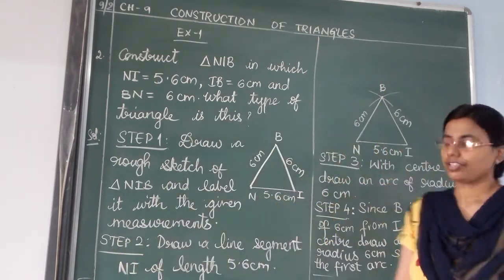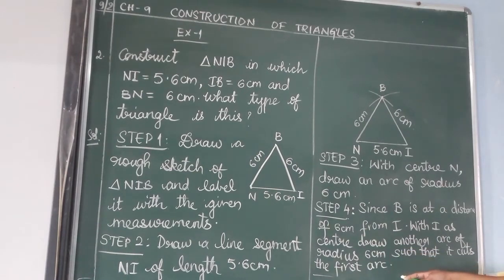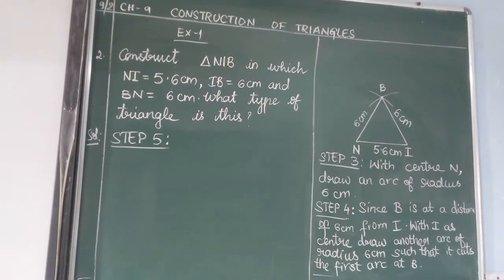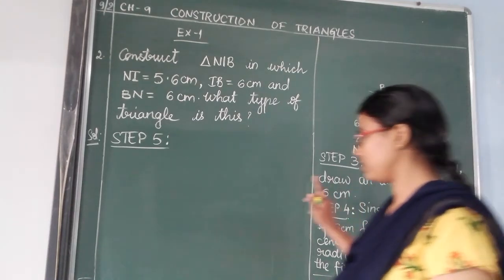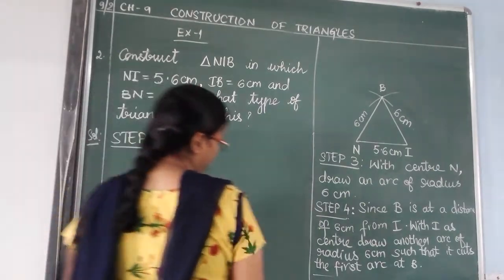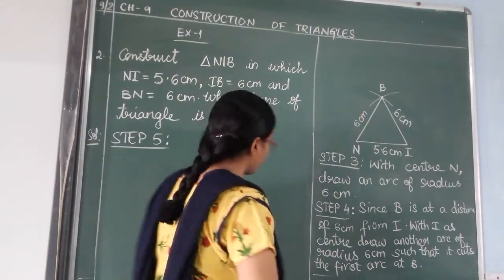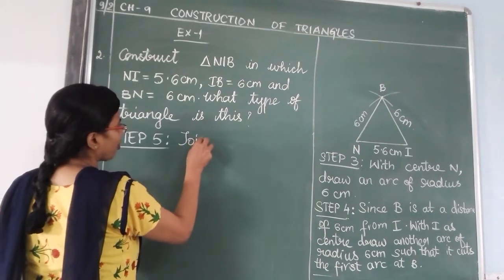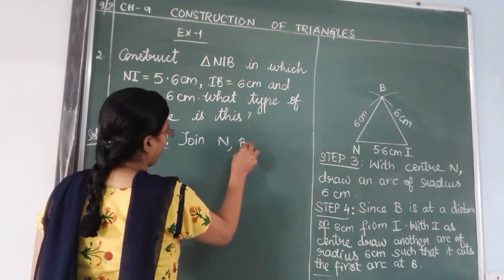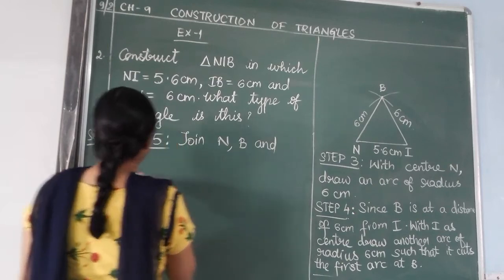Understood this? This is what we have done. For me to write step 5, I don't have space, so I'm going to erase that sign and write this step. Understood it here? Copy in your classroom books, children. It is meeting the first arc at B. Now let's continue. Step 5, what did we do? We have joined NI, joined NB and BI.